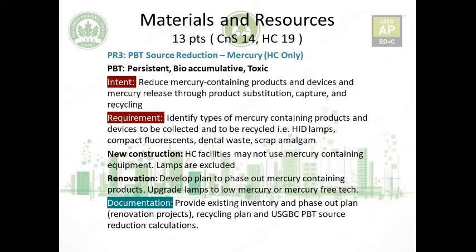So the documentation is to provide the existing inventory and phase out plan in case of a renovation project, a recycling plan, because you can see in the requirement you have to mention how they will be collected and recycled, and USGBC PBT source reduction calculations. So we have understood that here they are trying for the maximum minimization of usage of mercury.